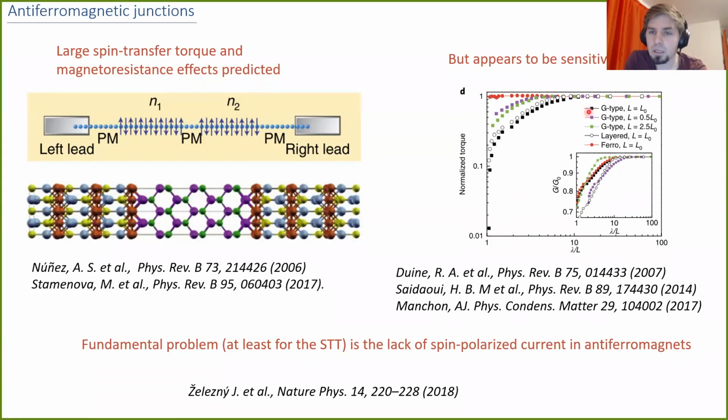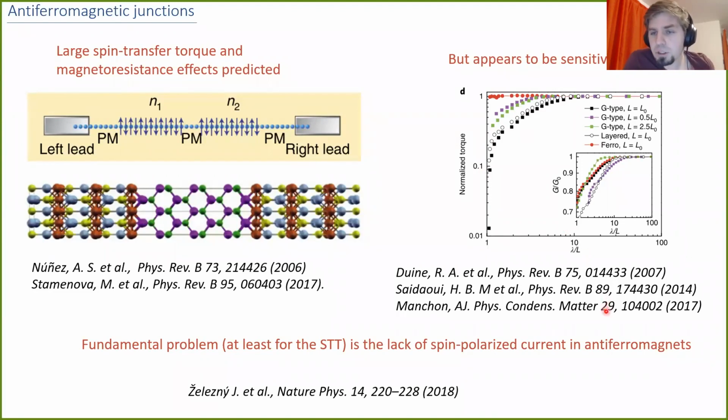This is a calculation from this paper, which shows that in antiferromagnetic junctions, you basically only have a torque if you have a large mean free path. This means you have a much larger mean free path than the size of your junction. These lines you see here drop very quickly. Whereas in ferromagnets, you don't see anything, and you would not expect much difference, because the spin-polarized current will be there even if you have significant disorder.